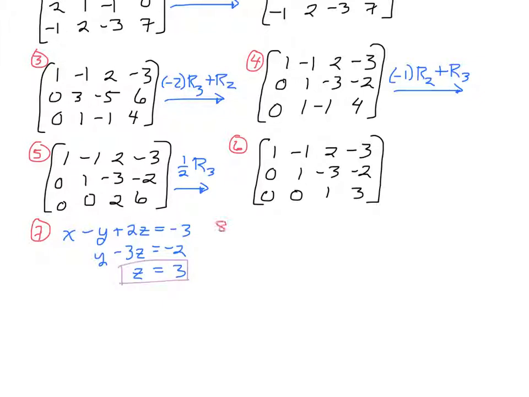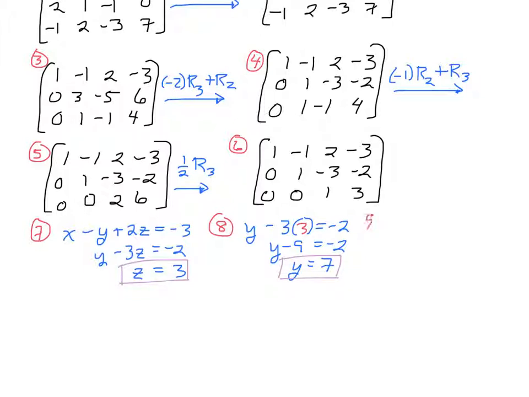And so then I'm going to do reverse substitution, and I'm going to go from the bottom up. So I'm going to put this 3 in for that z. So we get y minus 3, and instead of z, we're using the 3 that we just came up with, equals -2. Y minus 9 equals -2. Add the 9, you get y is equal to 7. And that's 2 out of our 3 solutions.